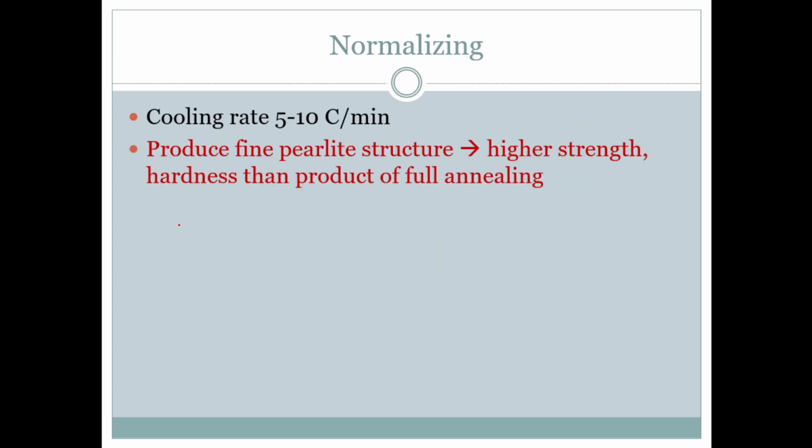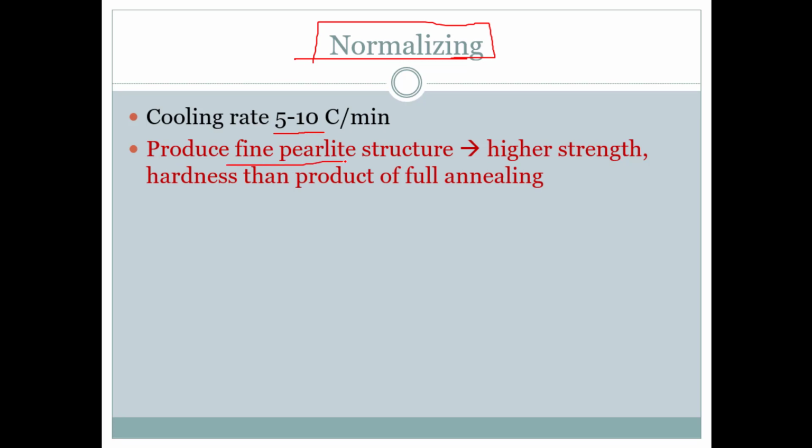The cooling rate is faster, between 5 to 10 degrees Celsius per minute, and usually this is done by taking the specimen after leaving it for about 2 hours in the furnace, when we are heating it at a temperature of 900. Then we take it out and put it in still air. So this is what happens. The cooling rate here is faster.